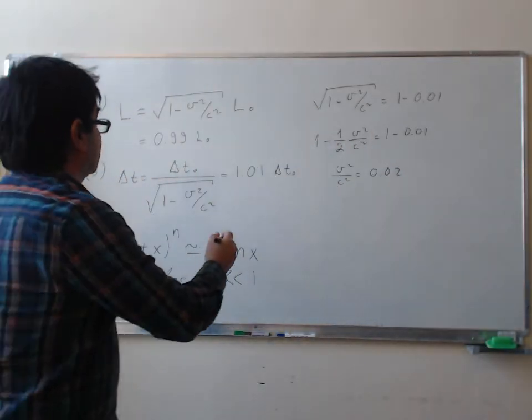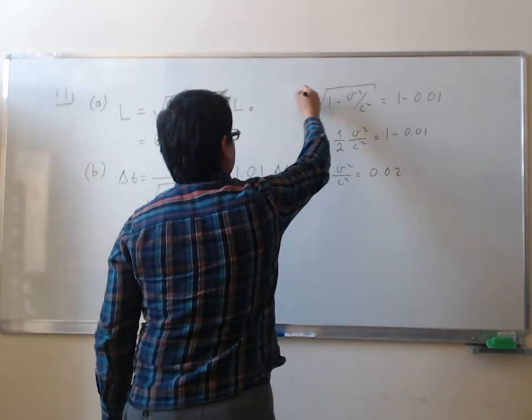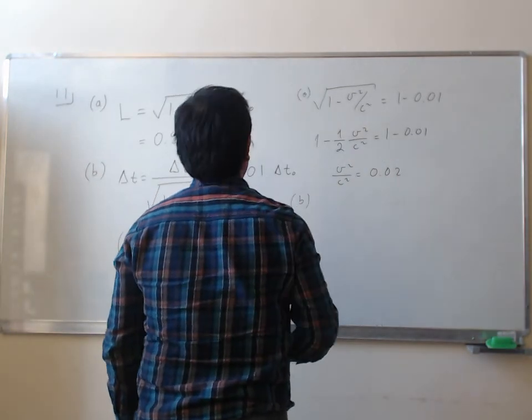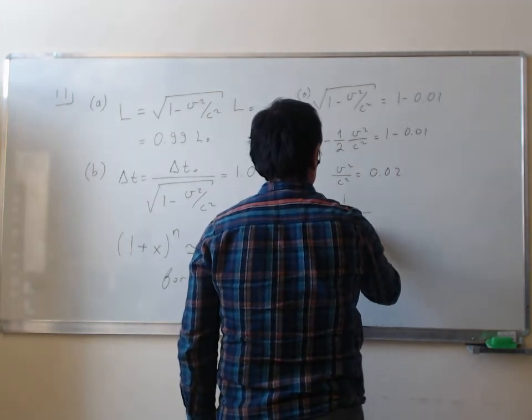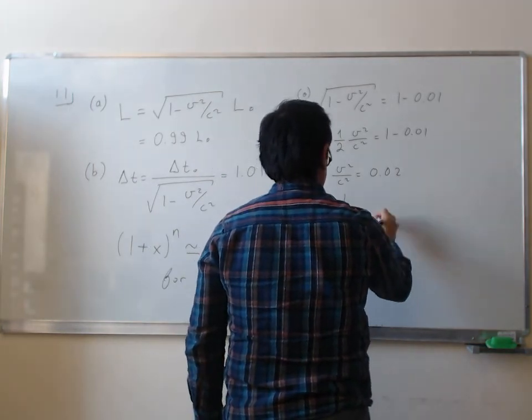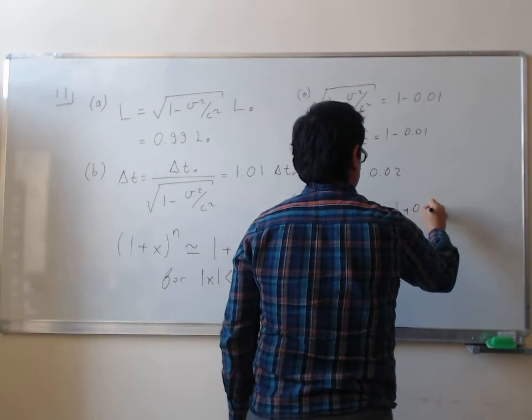So this is for this one. This is for part A. Now for part B, we get something a little bit different. 1 over square root of 1 minus v square by c square is 1 plus 0.01.